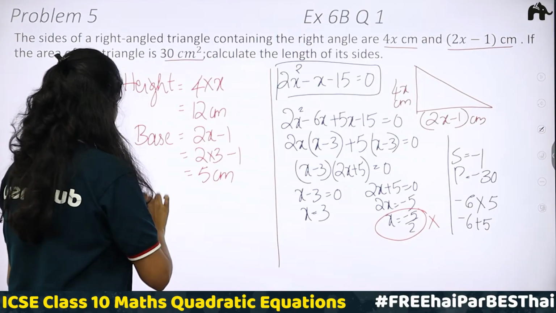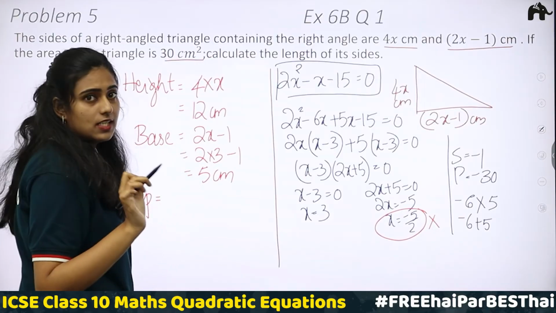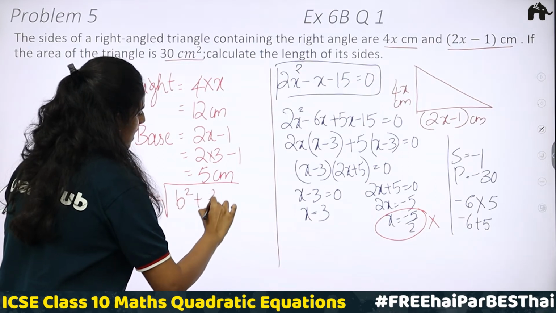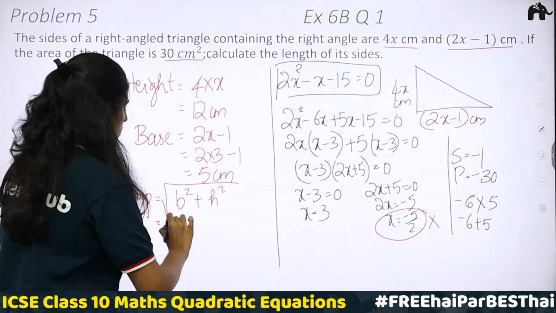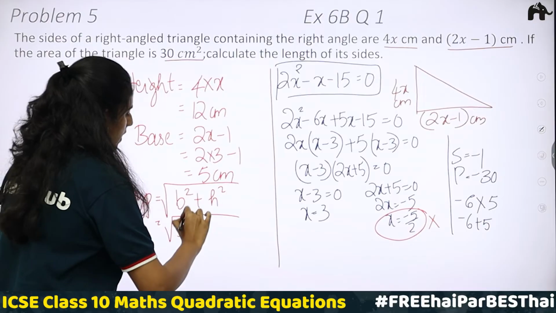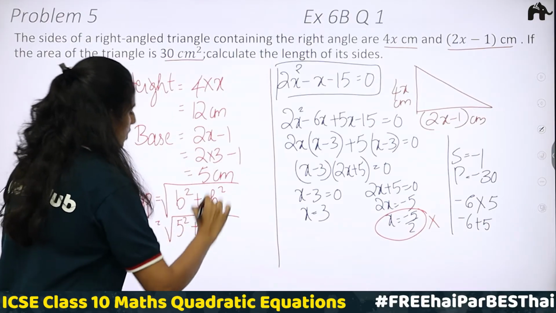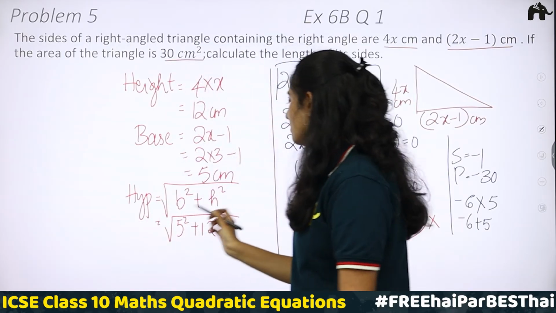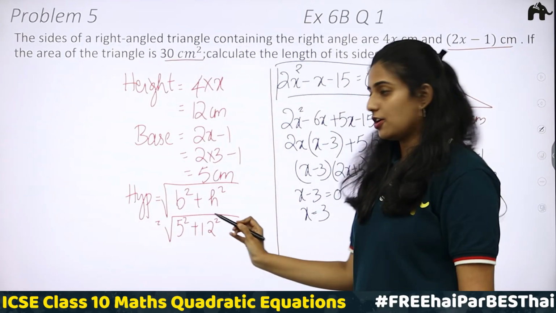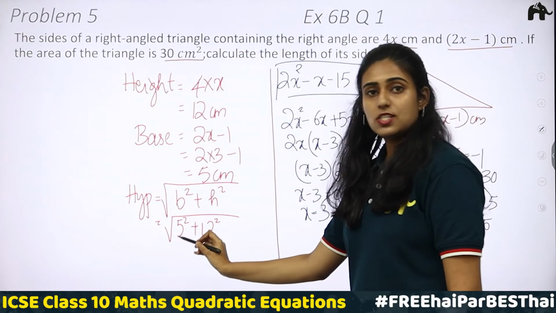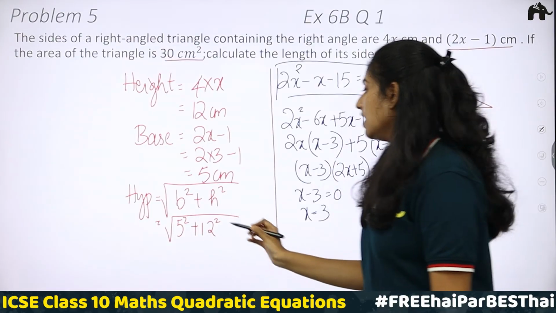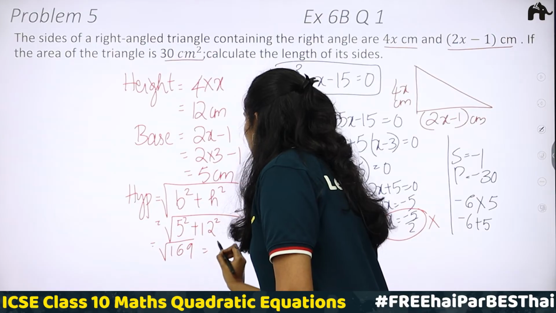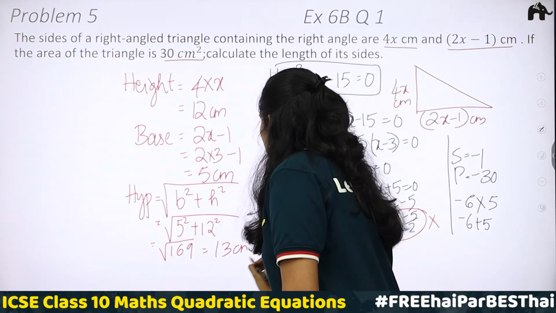We have to find the hypotenuse. Hypotenuse is equal to root of base square plus height square, which is root of base is 5 centimeter and height is 12 centimeter, 12 square. 5 square 25, 12 square 144. 144 plus 25 is 169, root of 169. That is equal to 13 centimeter.